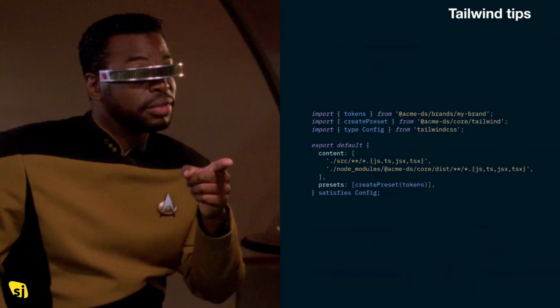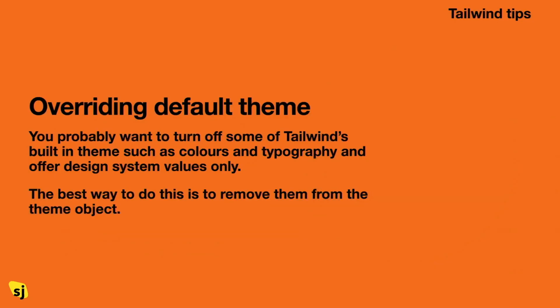And keeping those things in sync felt kind of yucky to us. We didn't like that. And just look at what we can reduce it down to by using a preset. We've just got the preset and then the content array. So your source files, your templates of where it's going to look for Tailwind classes, and then where the design system components are. So much nicer and cleaner.